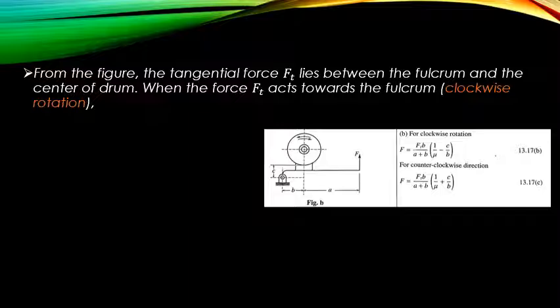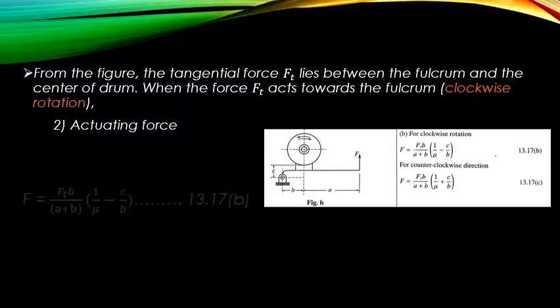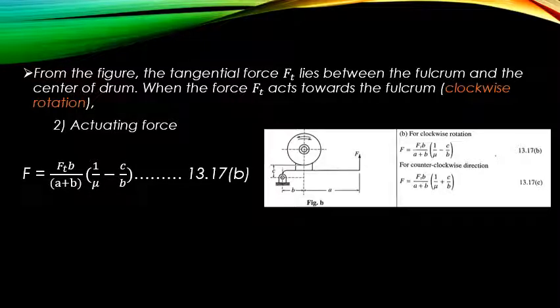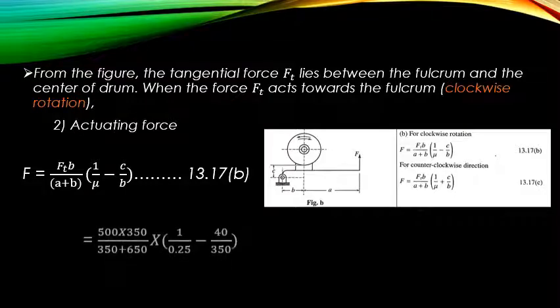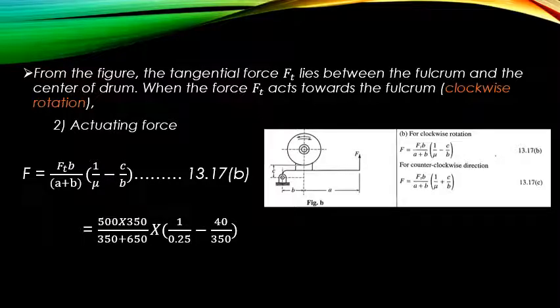So therefore, for the case of clockwise rotation, we know that the Ft acts towards the fulcrum. So we have the actuating force equation given by the equation number 13.17b, that is capital F is equal to Ft b by a plus b into 1 by mu minus c by b. So using this relation, substituting the value of Ft, a, b and also mu, we get the value of the actuating force F as 680 Newton for the clockwise direction.